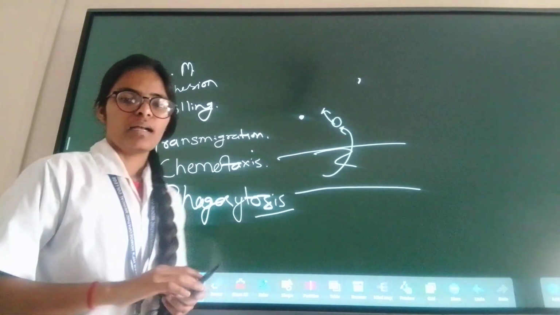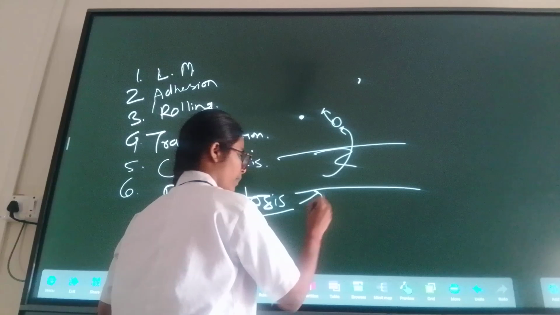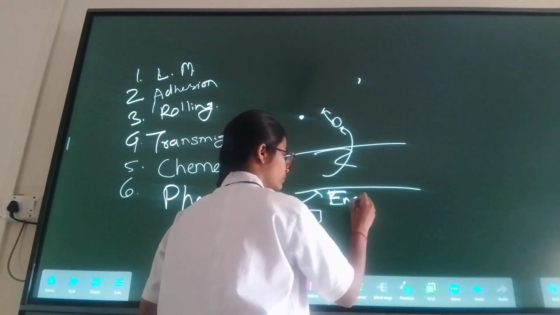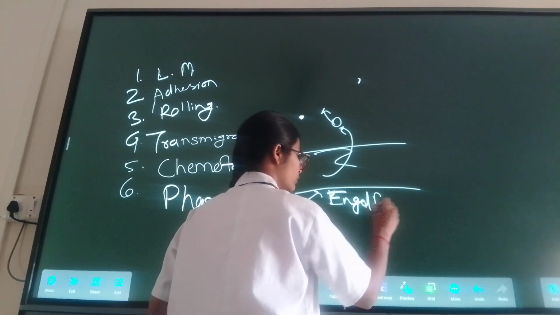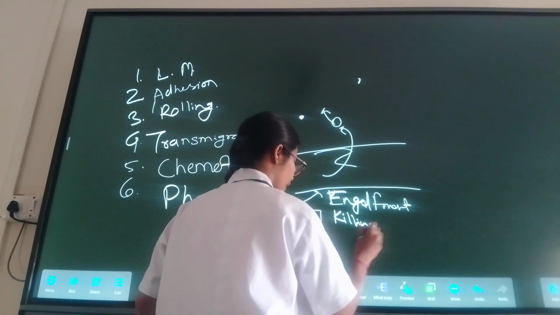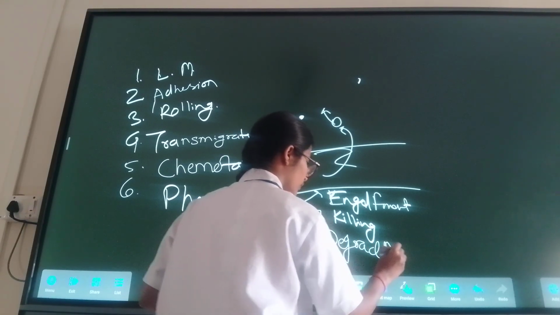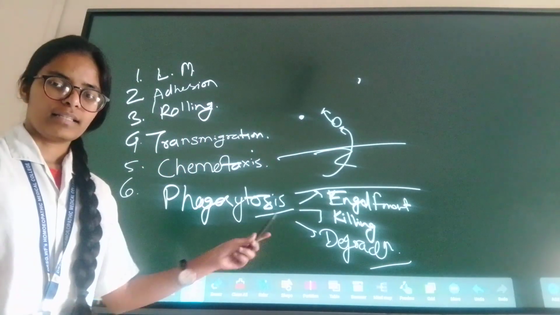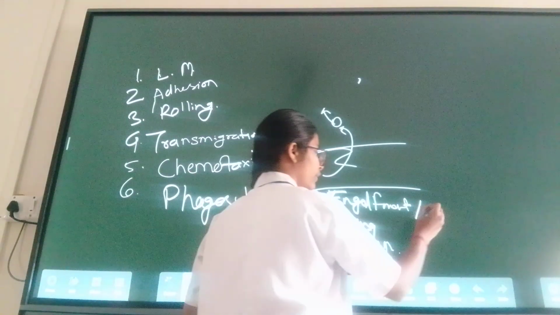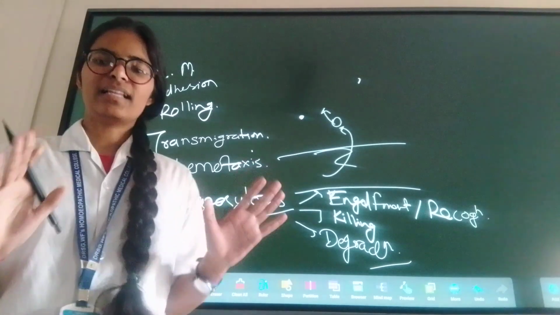Okay. Phagocytosis also includes 3 stages: engulfment, healing, and degradation. Okay, these are the stages of phagocytosis. Okay, and also engulfment and recognition. So this is all about inflammation.